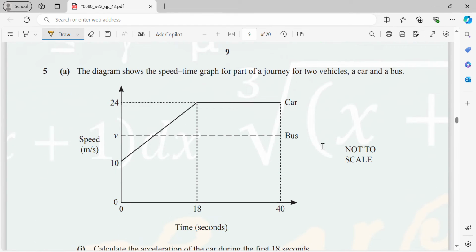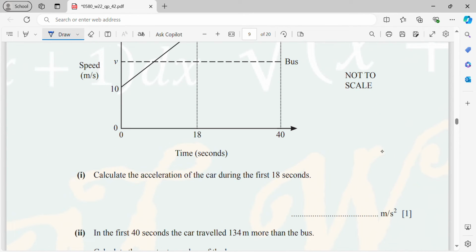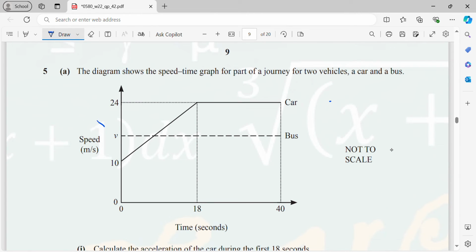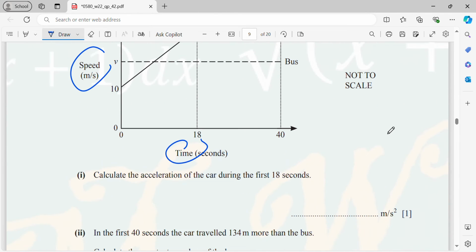Now, question 5a. The diagram shows the speed-time graph for a part of the journey for two vehicles, a car and a bus. So now this is a graph. First part, calculate the acceleration of the car during the first 18 seconds. This is speed, this is time. Acceleration is basically speed over time, so that means this is the gradient.